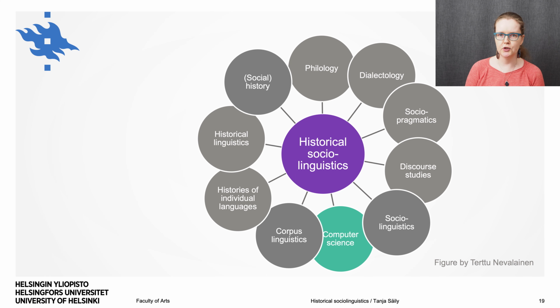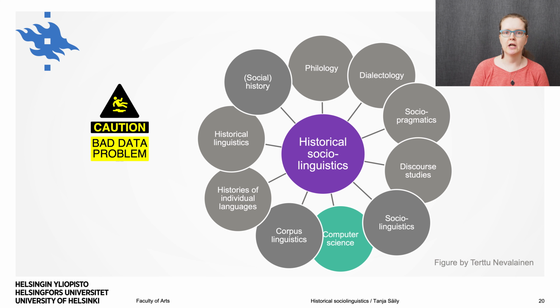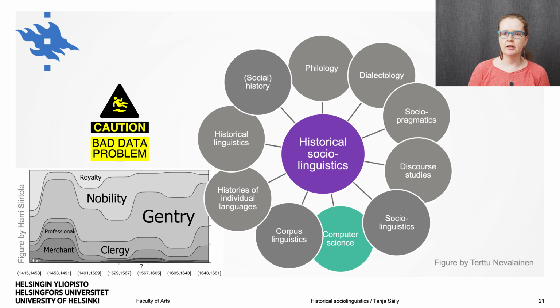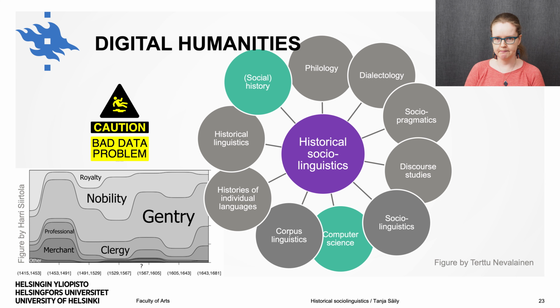As well as using standard corpus linguistic methods, historical sociolinguists often collaborate with computer scientists to use and further develop state-of-the-art computational methods. This is because the data we use is quite challenging. Historical corpora that include information on the social background of the writers are typically relatively small and biased in a number of ways. The multidisciplinary collaboration between linguists, computer scientists, and sometimes historians as well is what places historical sociolinguistics within the paradigm of the digital humanities.